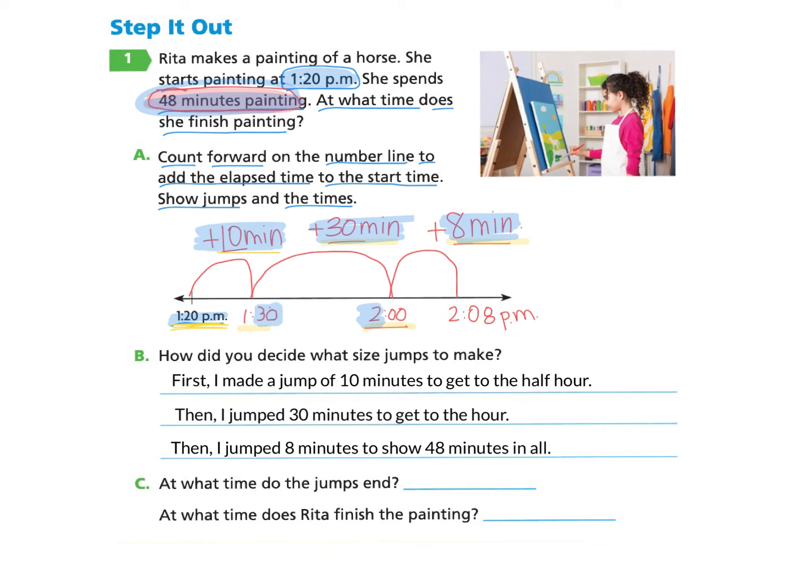Now we can answer Part C. At what time do the jumps end? And we showed that the ending time is 2:08 p.m. And at what time does Rita finish the painting? It would be 2:08 p.m.